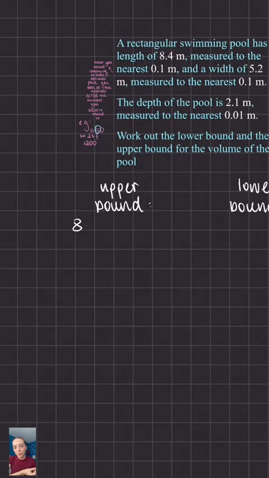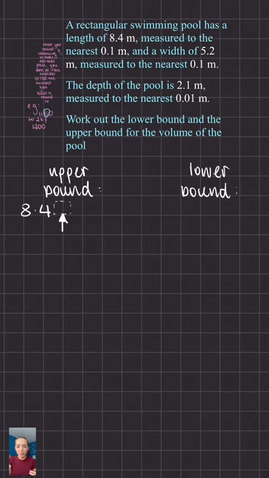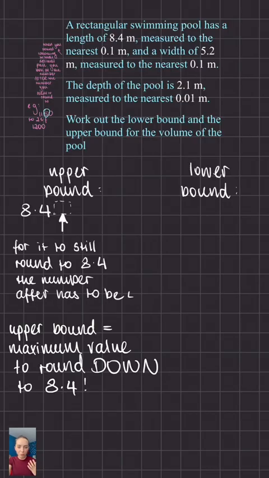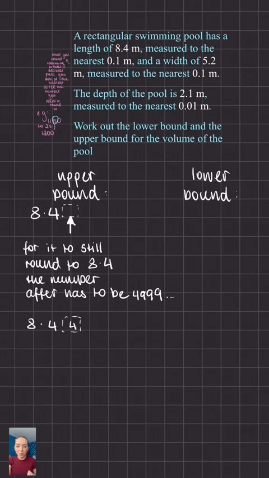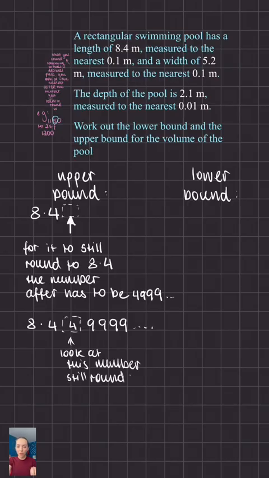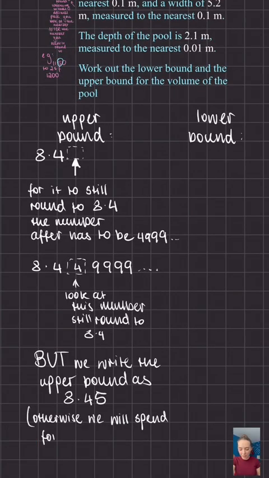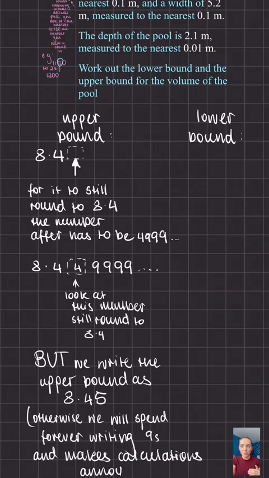When trying to find the upper and lower bound, you apply the same concept just in reverse. Now we know that 8.4 was rounded to 0.1 meters, so we need to look at the number that would be after the 4 and think what number would that have to be in order to round to be 8.4. In order for the number to round to 8.4 but be on the upper bound, the number after the 4 would have to be 4999999. Why? Because we round down when it's less than 5. But in bounds, we write this number to be 8.45 because it makes the calculations easier, even though technically speaking, it should be 8.449999 instead of 8.45.